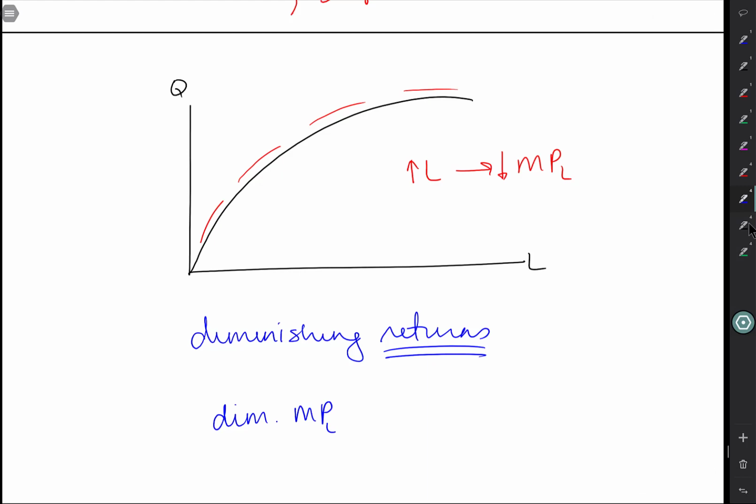This property will always eventually kick in. Always, always. Initially, you can have increasing returns, and I'll show you an example of that in a second, but diminishing returns will always kick in. Think about it.